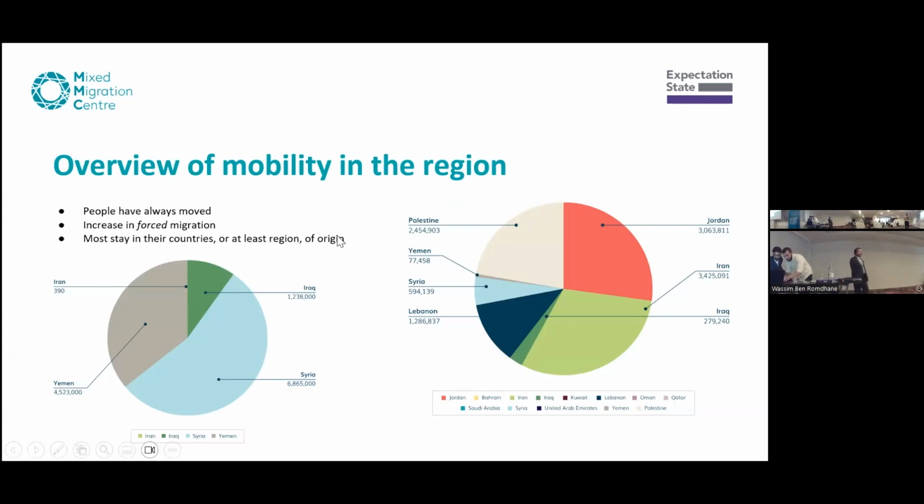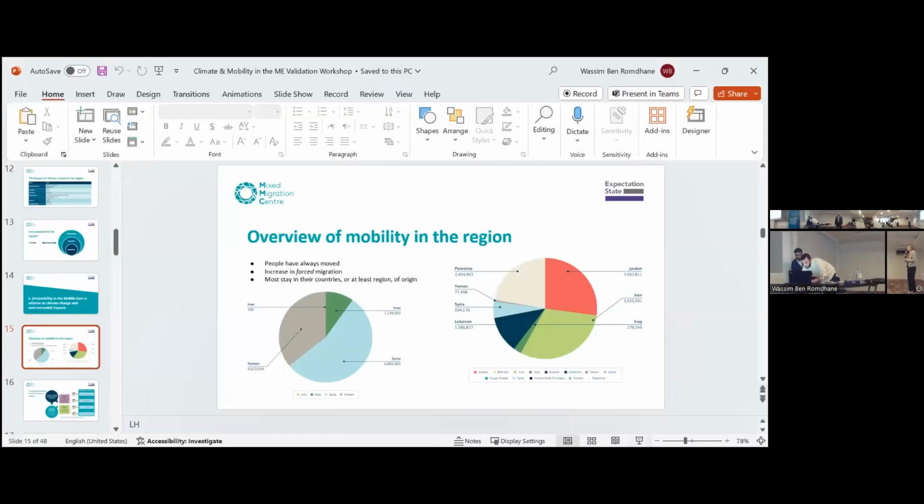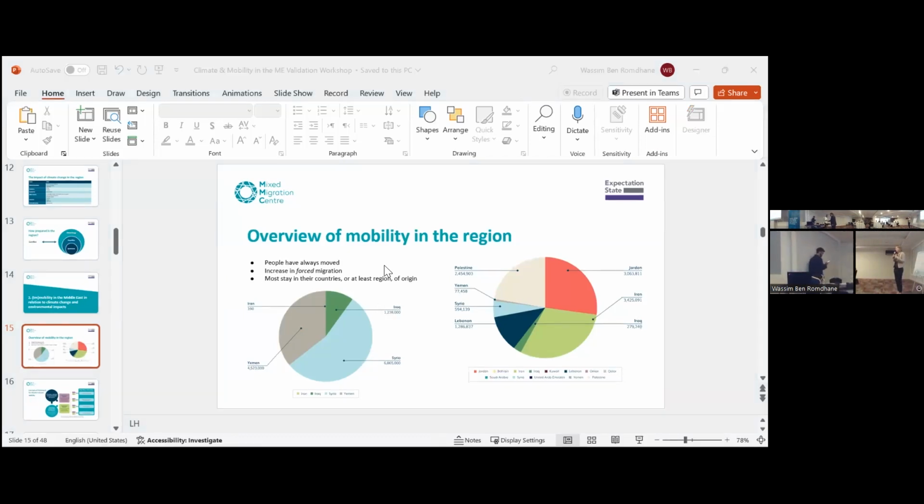But just in terms of an overview of mobility in the region, I think it's really important to set the context and to understand that when we're thinking about climate, it is in this broader context of the fact that there are significant conflicts in the region that have led to quite significant levels of displacement.